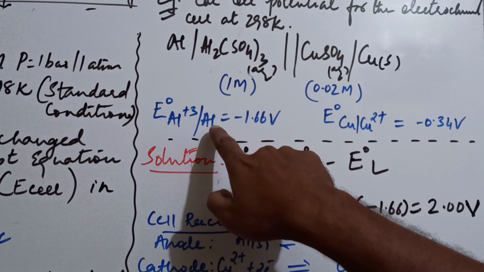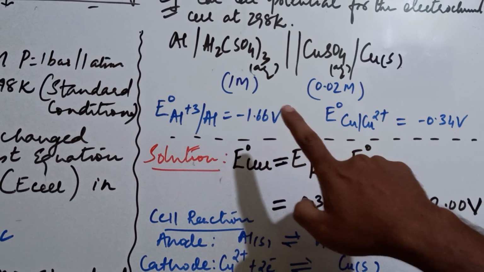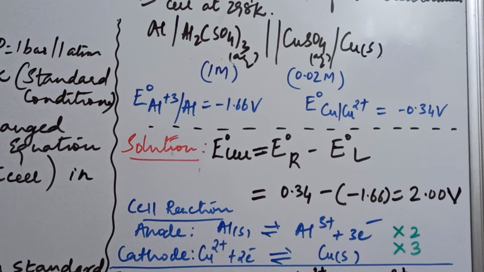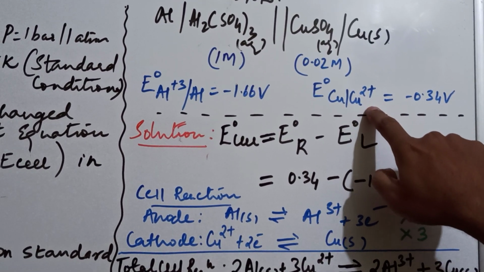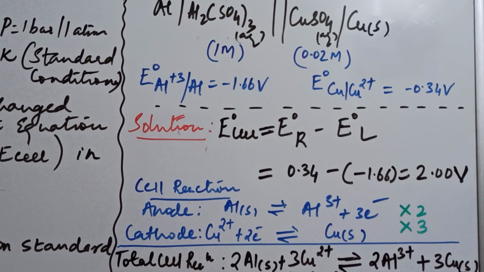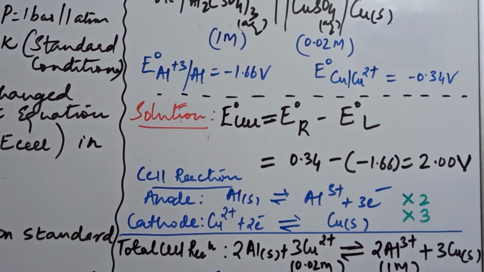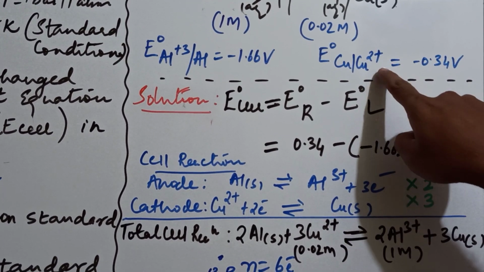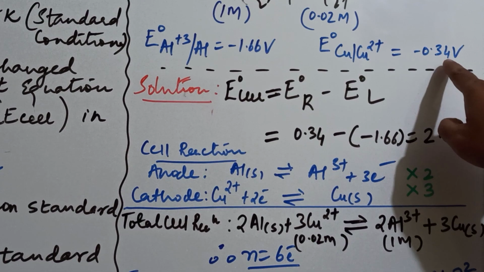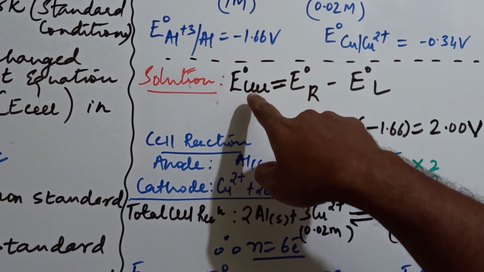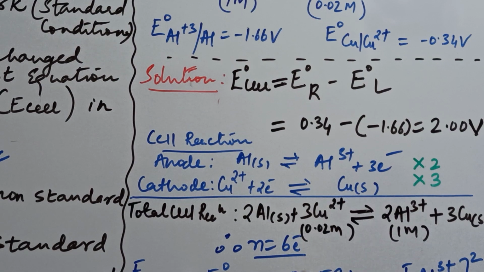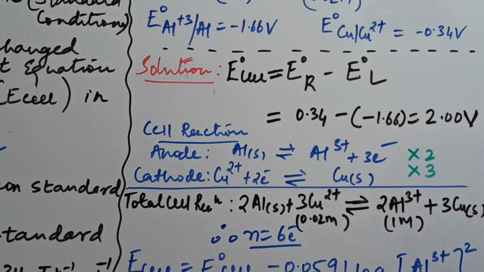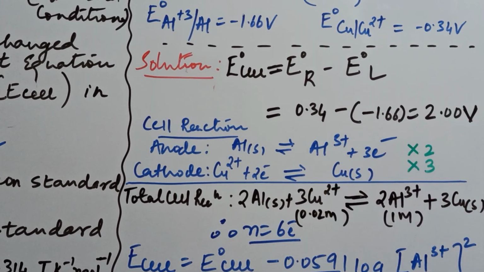E0 Al 3 plus / Al is minus 1.66 volt. That of E0 Cu / Cu 2 plus equals minus 0.34 volt. Now this value that has been given here is an oxidation potential, while this value given over here is a reduction potential as per our textbook, as per the NCERT textbook. But here the students get confused. They use these values and make an error in the calculation of E0 cell, and hence lose the marks in the numerical during the boards. When the theory exams are there, you lose marks just because of making such a silly mistake.